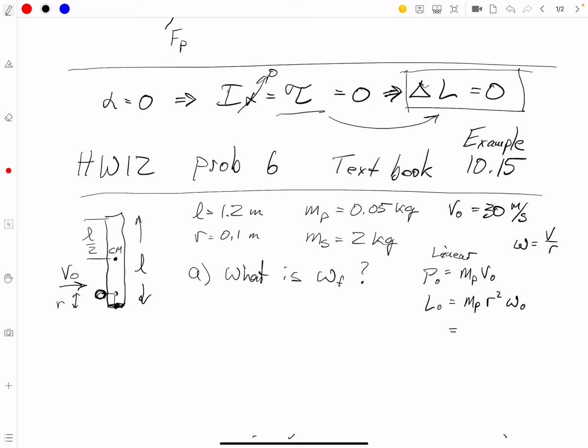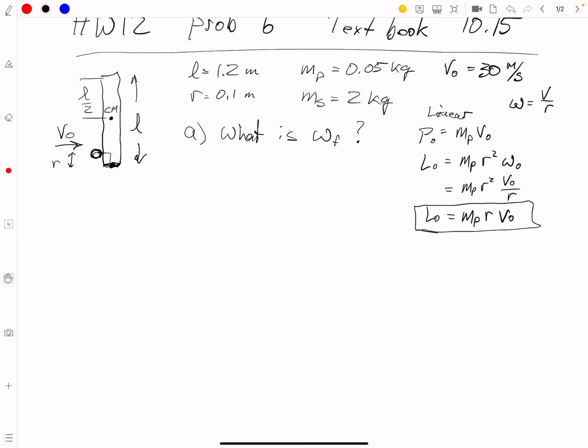So we can come down here and say mass of the puck times the radius squared times our velocity initial over R, which means we've got mass of the puck times the radius times our velocity initial. And we're going to hold that to the side as reference. Okay, so we'll keep that in mind. Let's move it down a little bit.